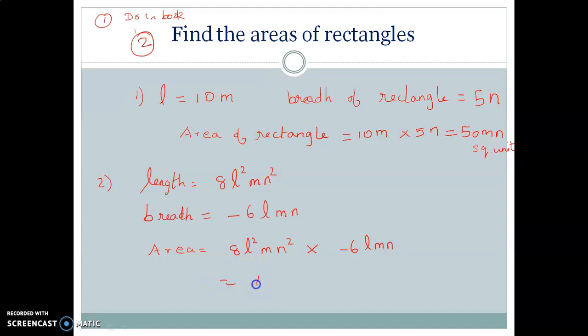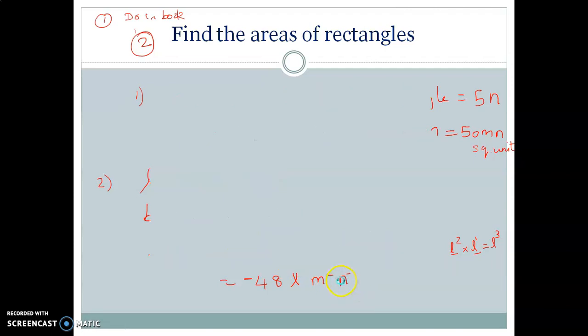If I multiply, 8 times minus 6 is minus 48. Here we have L power 3, m power 2 and n power 3. How did I get L power 3? Here we have 2 and here I have 1. So L power 3 means L squared into L. Same base, so I have to add the powers. Similarly, m power 1 into m power 1, here also I have power 1, so we got m squared. Similarly, n cube also. Hope it is clear.